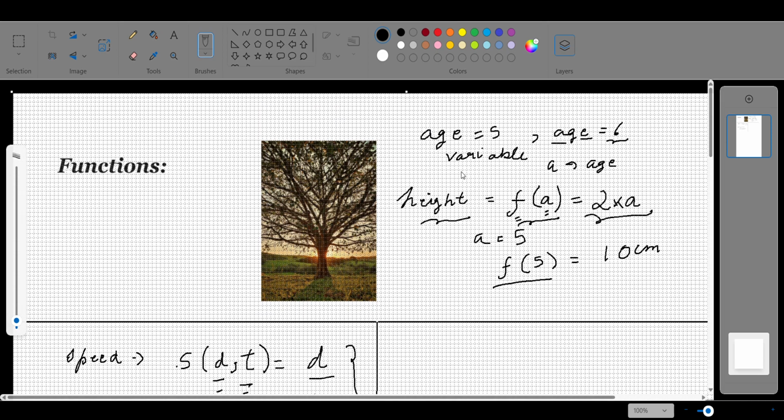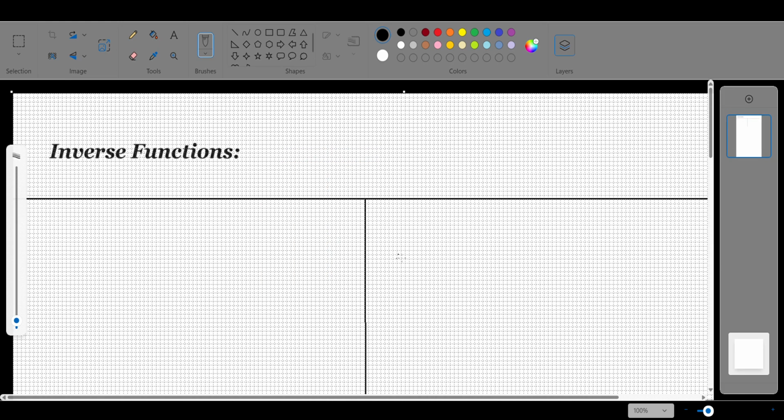This is a very interesting topic and very important for the derivation. And we'll get to know why very soon. Okay. So what are inverse functions? To understand that, I'm going to write down a couple of functions for you.